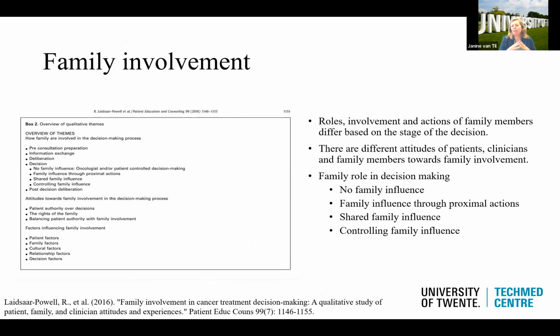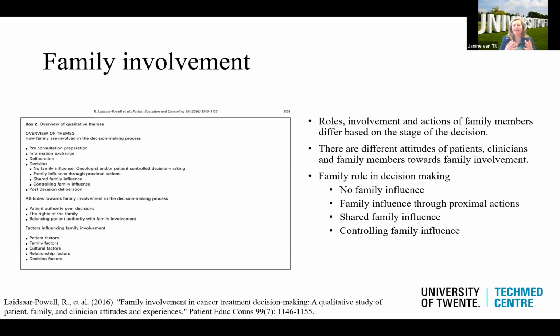And the fact that family can play an important part in decision making is also empirically supported, for instance, by this study of Ledser Powell et al. in 2016. And they have done a large qualitative study exploring the role of family involvement in cancer treatment decision making. And first of all, their findings suggest that different roles, actions, and involvement of family members happen at different stages of the decision. Second, they find different attitudes among patients, clinicians, and family members towards family involvement in the decision-making process.